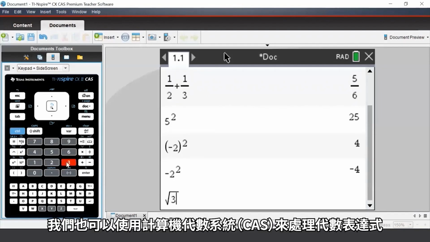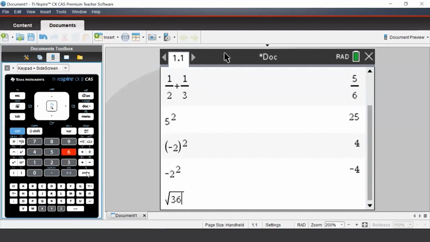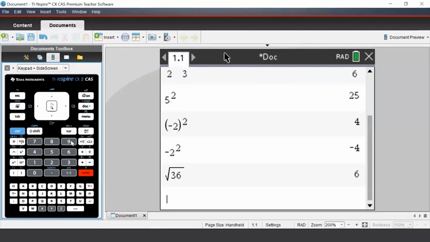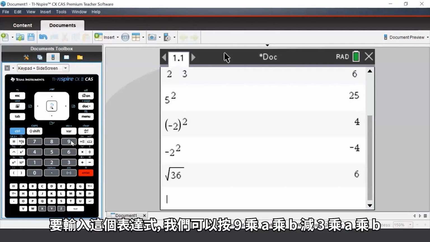We can also use the CAS to work with algebraic expressions. Suppose we want to know what 9ab subtract 3ab simplifies to. To type this in, we can press 9 times a times b subtract 3 times a times b.